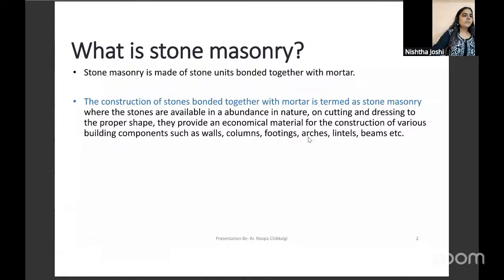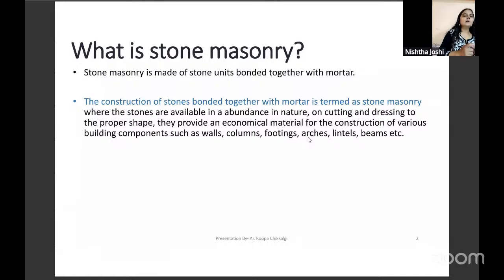So stone masonry is made of stone units. Of course, the word stone is there. Stone units bonded together with mortar. Here, the word mortar is also used again and again. So, can anyone tell me what is the meaning of mortar? If you know, please write it in the comments.